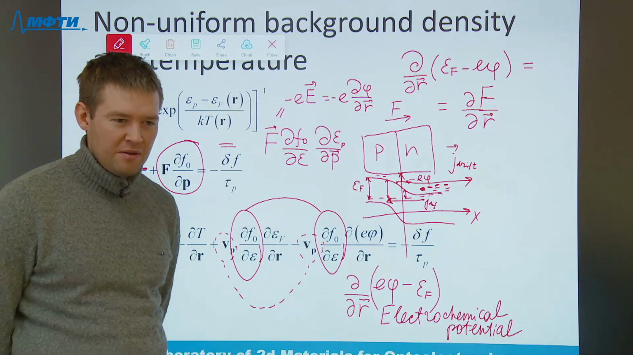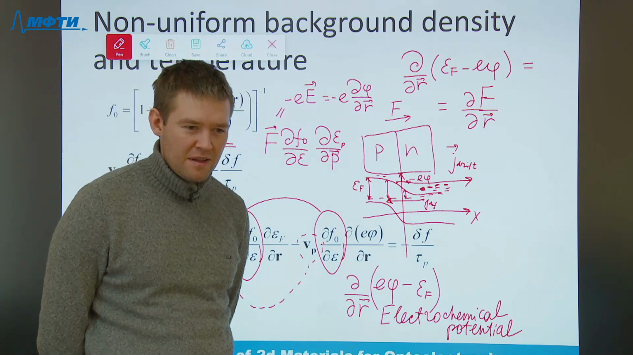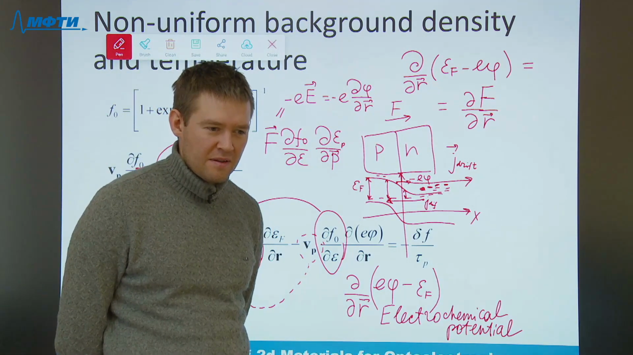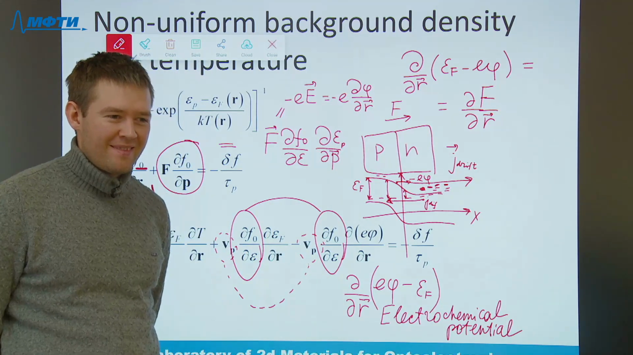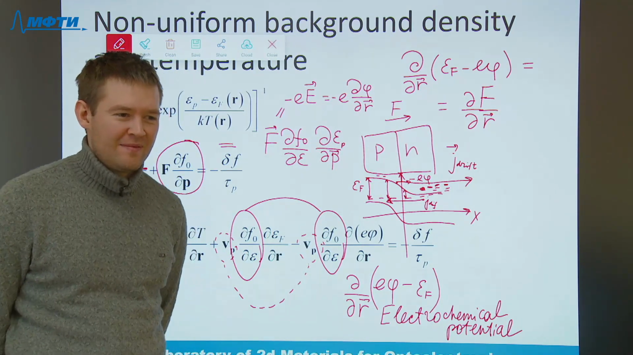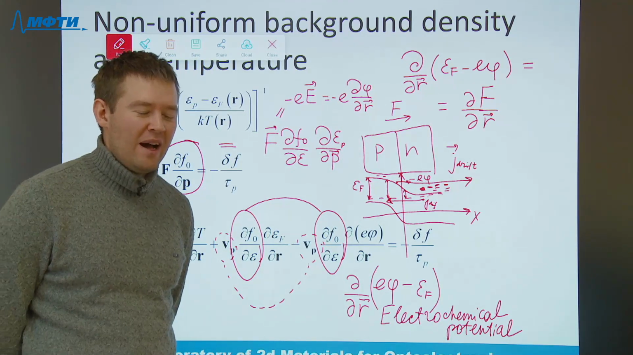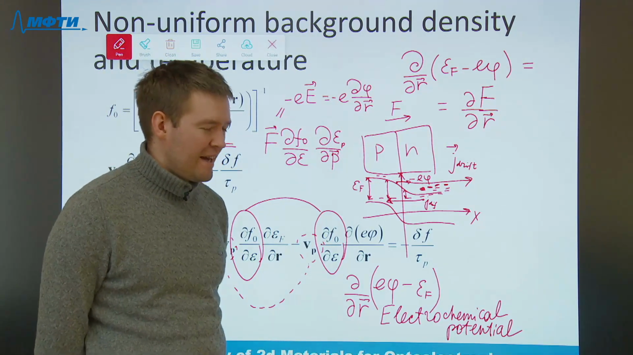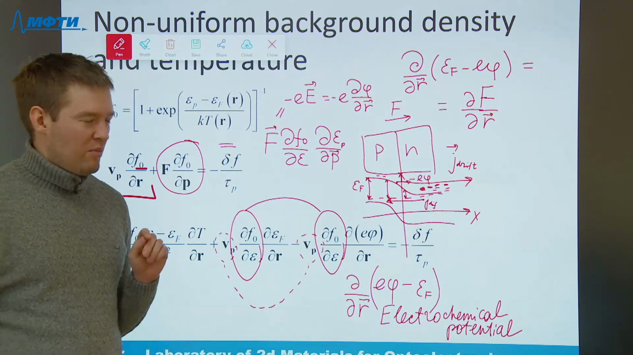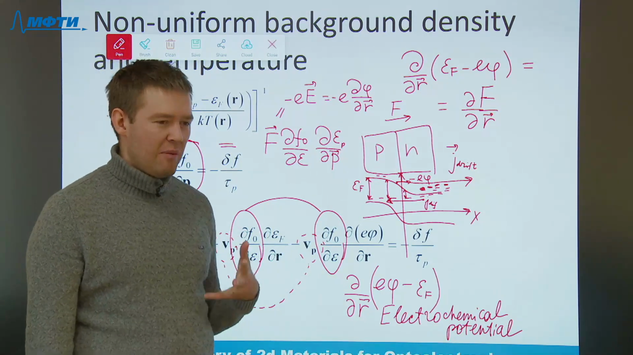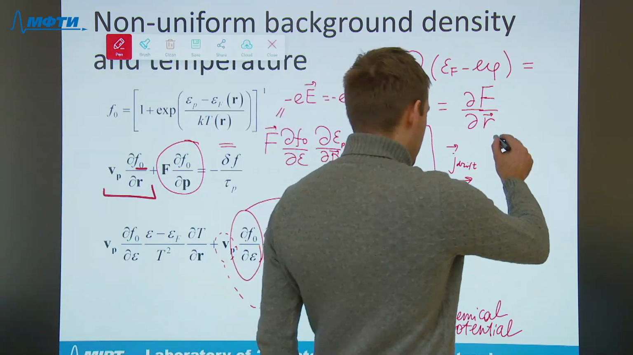Oh, you are confused. It's great. Maybe the gradient of the distribution function causes the drift of the particles updrift. Yeah, that's a correct answer, but more precisely, it is called not the updrift, but the diffusion.